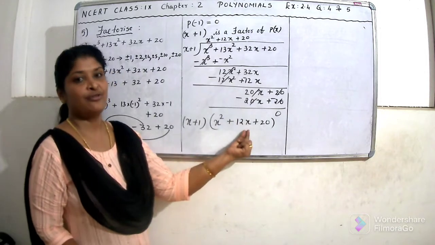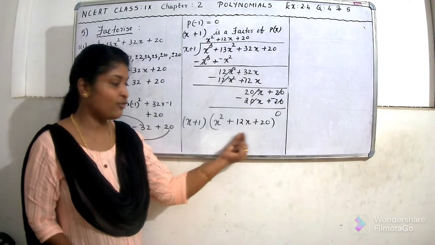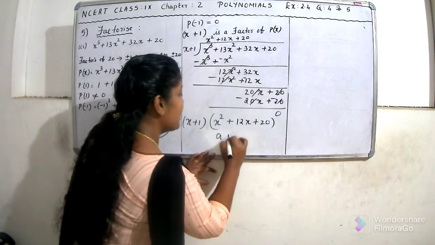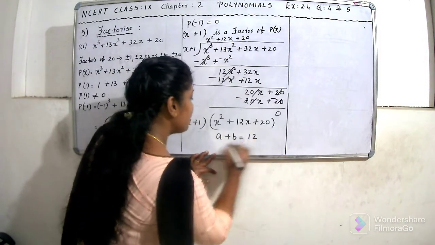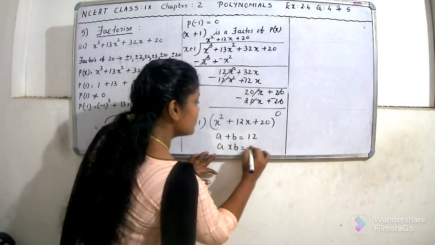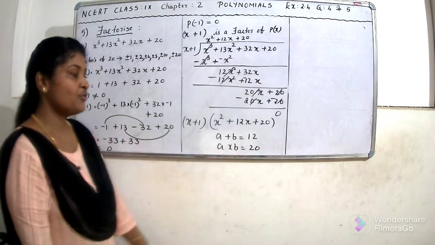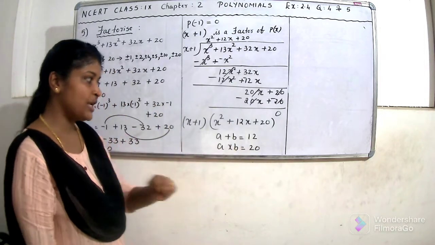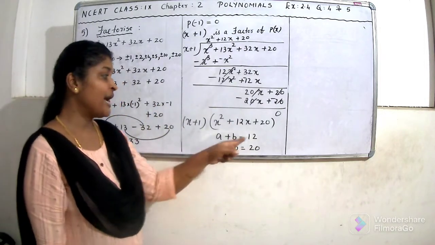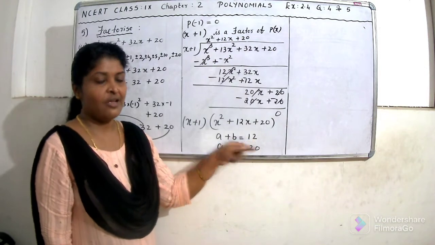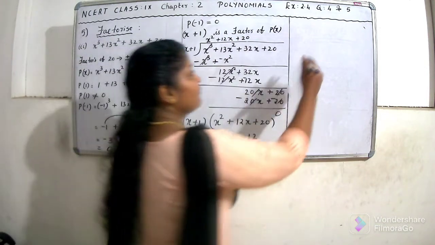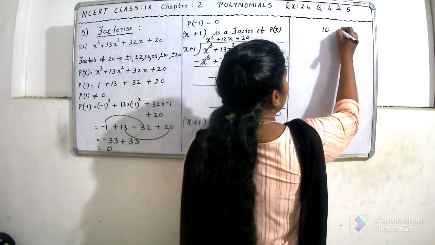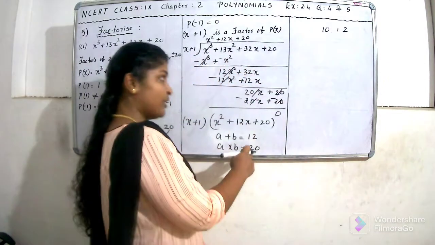Okay, now for the first factor, no need to do anything because we got the first factor. Now we have to factorize this quadratic equation for getting the two more factors. So here a plus b should be 12 and a into b should be 20. So we have to take 20 and select two of its factors which, when added, give 12. Which are those two factors? We can take 10 and 2, no? 10 into 2, that is 20.